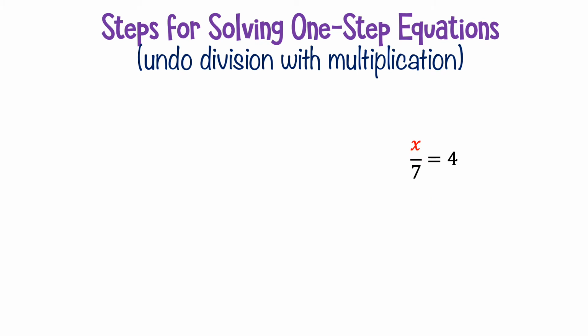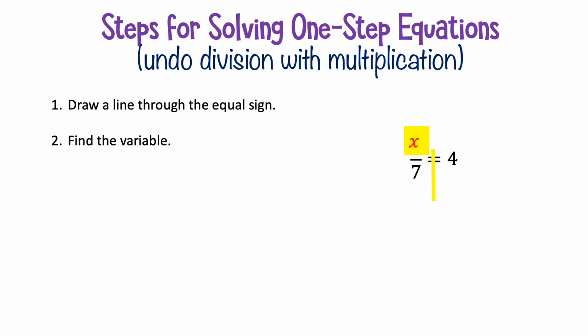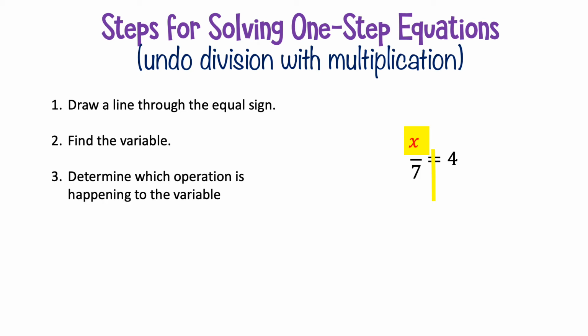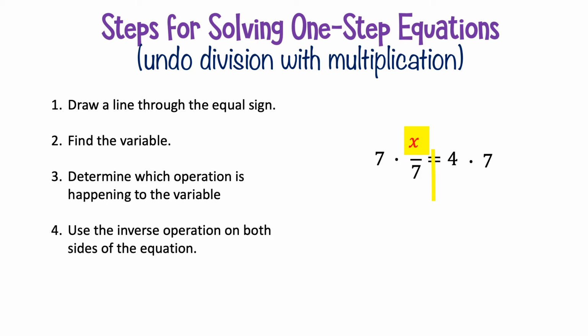In this case, x is being divided, so we use the opposite operation of multiplication. We draw a line through our equal sign, find our variable. Notice it's being divided by 7, so we multiply both sides by 7. When we do this, our 7's cross-reduce, and we're left with 1 times x, and x equals 28. We can check our answer. Does 28 divided by 7 equal 4? It does, so we know we're correct.